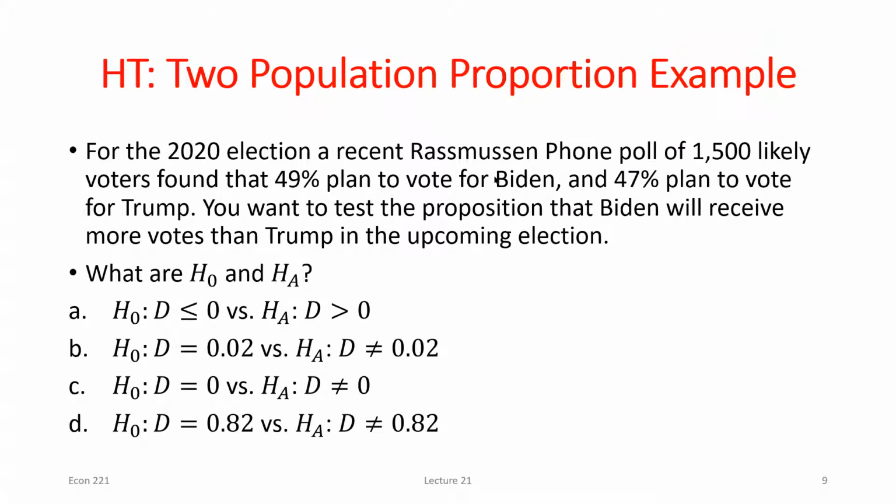So let's work through an example here. Prior to the last election, I think this was a Rasmussen poll, I can't remember, but I think it was supposed to be one of the ones that predicted the 2016 election correctly. They had 1,500 people. They found 49% of people planning to vote for Biden and 47% planning to vote for Trump. And I wanted to test the proposition that Biden will receive more votes than Trump. Okay, so I want to know, will Biden receive more votes than Trump?